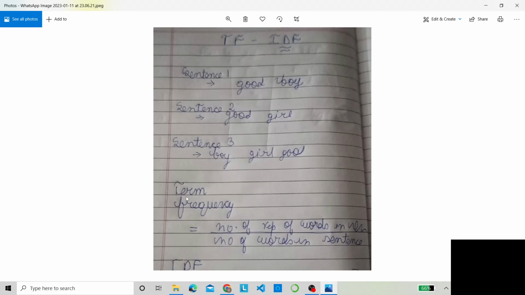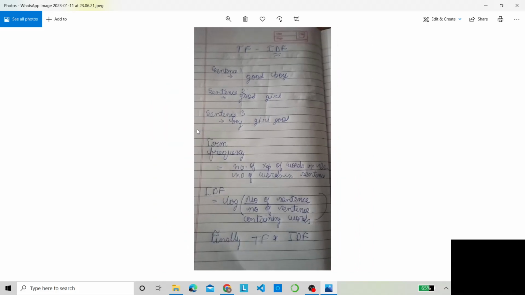TF-IDF is one of the most important algorithms which we are going to use in our project. So sentence 1 is good boy, sentence 2 is good girl, sentence 3 is boy, girl, good. So what is term frequency? Basically it is the number of repetitions of a word in a sentence divided by the number of words in the sentence. And what is IDF? Basically it is the log of the number of sentences divided by the number of sentences containing that word. So finally, after calculating these two values, we'll calculate TF times IDF.